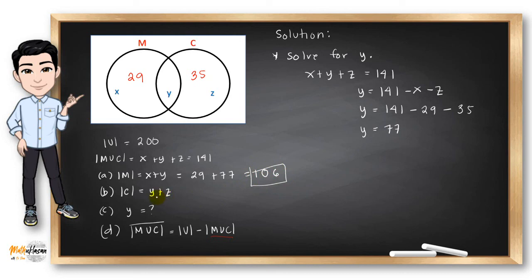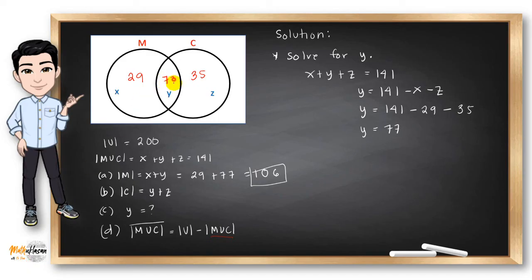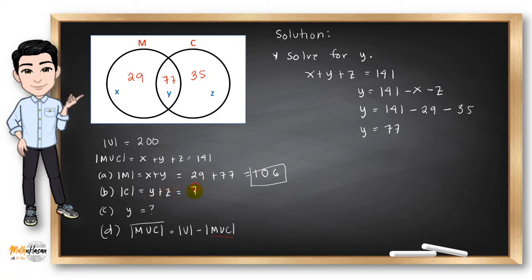Now, how about the cardinality of C, or the number of students who drink coffee? The formula is just y plus z. Before I forget, let's write 77 here so that you won't be confused. So here, y is 77 again, and z, as seen here, is 35. Now, 77 plus 35 is equal to 112. So meaning 112 students drink coffee.